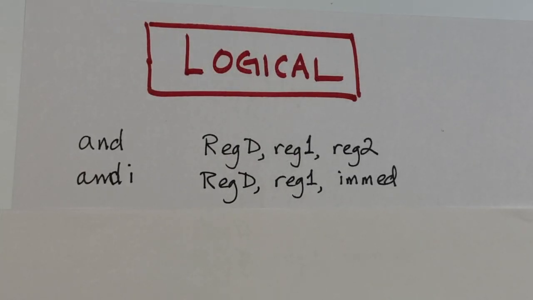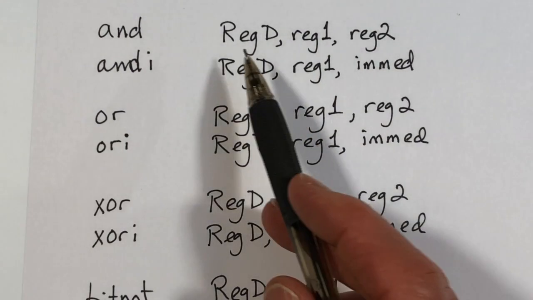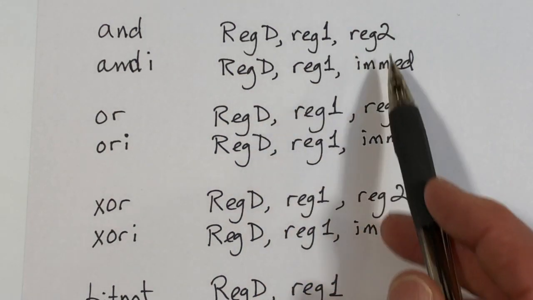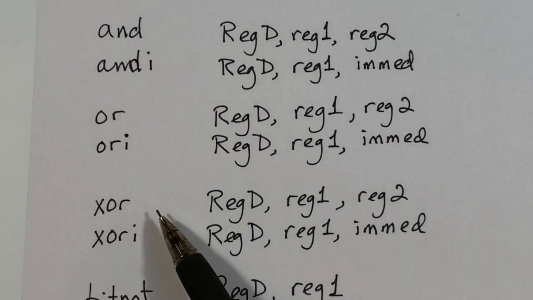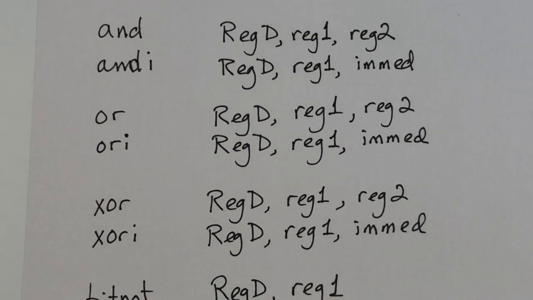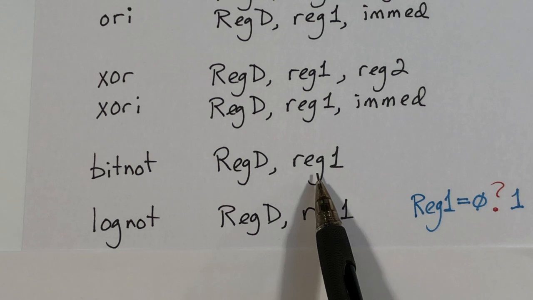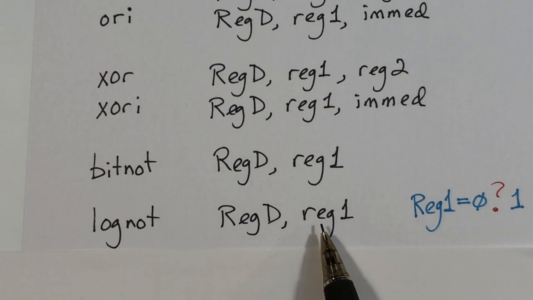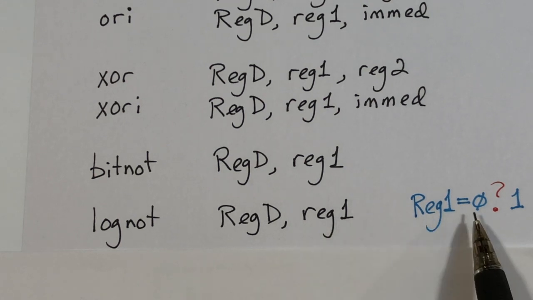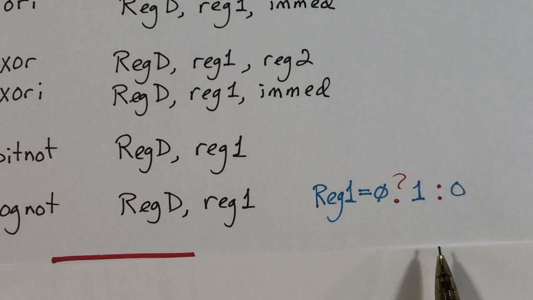For the logical operations, we have and, or, exclusive or, and not. And immediate have similar forms to the add instruction, and likewise for or and or immediate, exclusive or and exclusive or immediate. Bit not has a form like the negate instruction. And we also have a logical NOT. Okay, bit NOT flips all the bits in register 1 and puts them in the destination register. Logical NOT takes a look at what's in register 1 and asks whether it's 0 or not, and then moves in either a 1 or a 0 into the destination register.